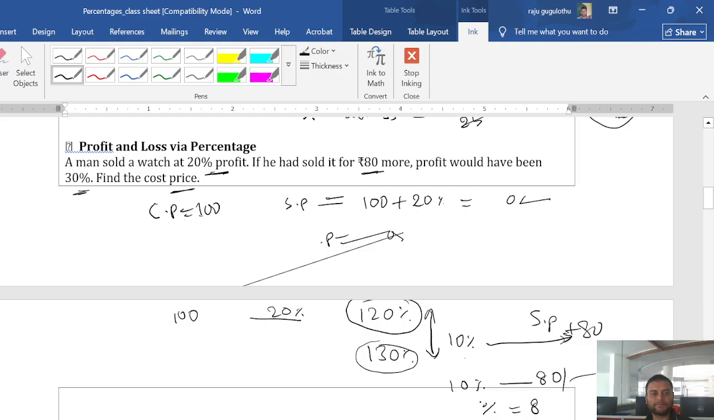And I have considered that 100 percentage is my cost price. Then I can say 800 rupees will be the cost price of the article, because percentage value is 8. How did I find the percentage value? From the given hint in the question.